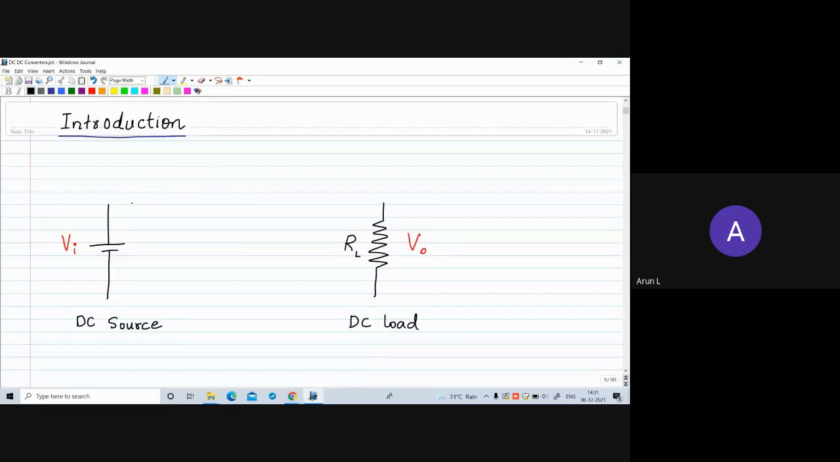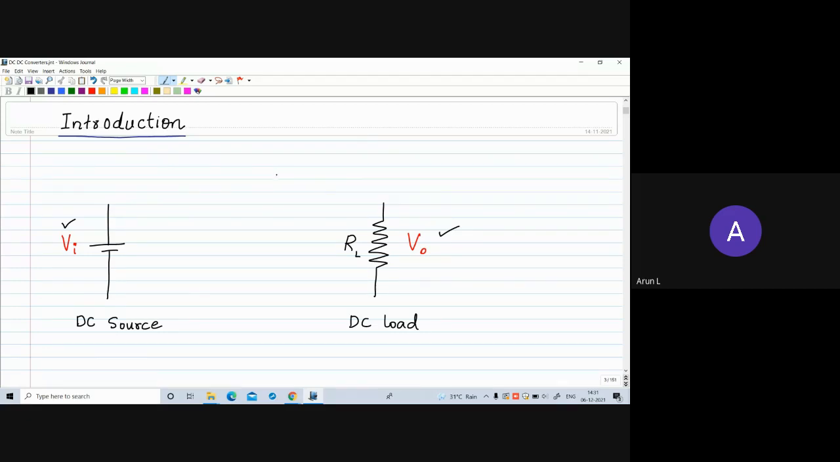So suppose we have a DC source and a DC load. Here a DC source is represented by an ideal voltage source, and its voltage rating is say Vi, and a DC load is represented by a pure resistance of magnitude RL, and the load demands a voltage of Vo. This is a specified voltage rating of the load. In the simplest case, when Vi is equal to Vo, there is no issue. You can directly connect the source Vi with the load using two wires, and the source will be delivering power to the load.